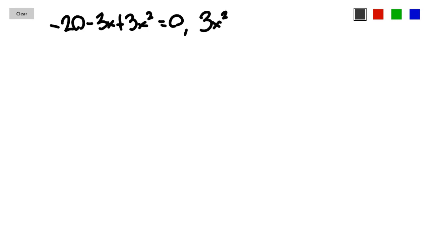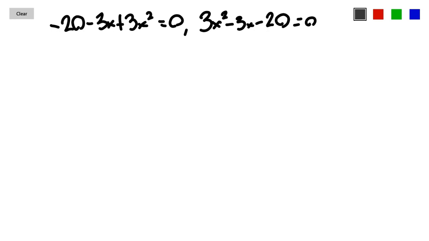Okay, this is the last example that I'm going to go through for today. So it's going to be negative 20 minus 3x plus 3x squared is equal to 0. So I'm going to rearrange this so that it's in standard form. So I got 3x squared minus 3x minus 20 is equal to 0. Just looks a little bit cleaner.